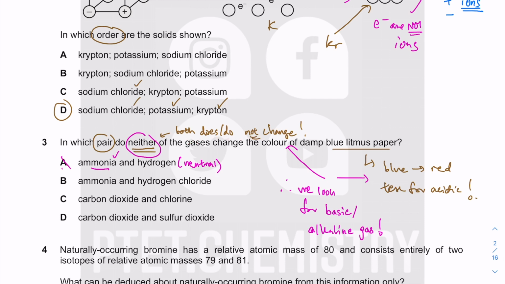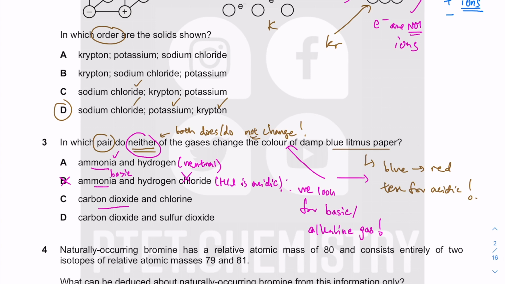So A cannot be the answer. Ammonia is basic. HCl is acidic. In fact, it can dissolve in water and it will give you hydrochloric acid. So HCl cannot be the answer there. Carbon dioxide is... Let me see. Oh, wait. Hang on. A must be the answer.